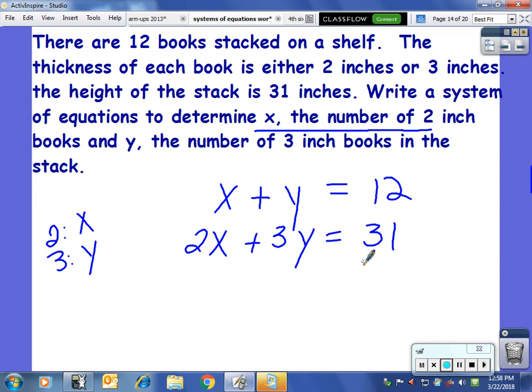How can you make the X's cancel? Multiply the top equation by -2. Or you could multiply the top equation by -3 and make the Y's cancel.